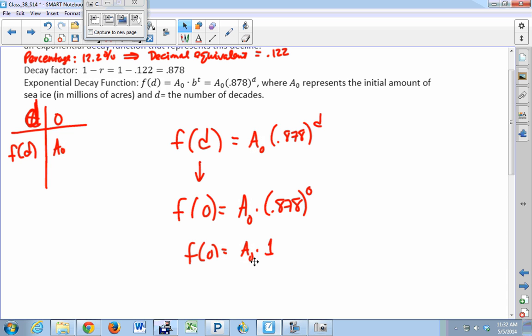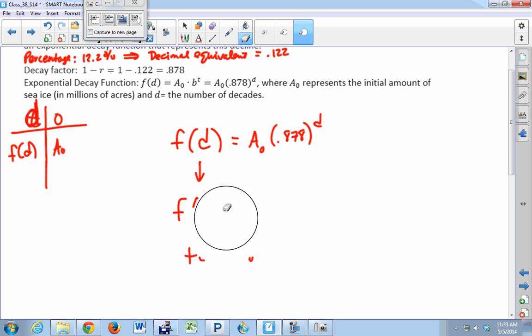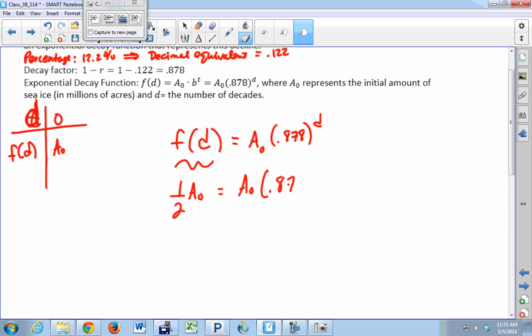So how do I represent half of that? I'm trying to find out how many more decades until I'll have half the amount of perennial sea ice I now have. How would I represent half of that? Divided by 2, right. So f of d, the output I'm trying to find, I want to know when it's going to be half of what I currently have. I put half of a sub naught equals a sub naught times 0.878 to the d. And I want to solve this for d.